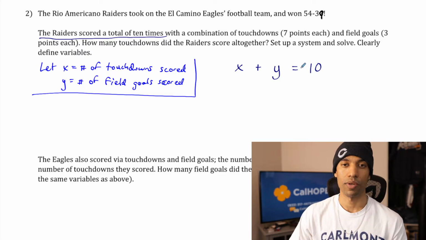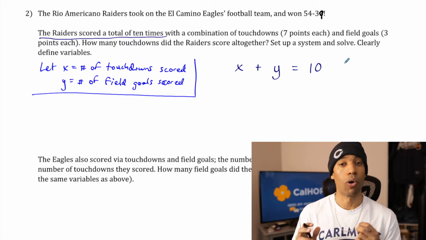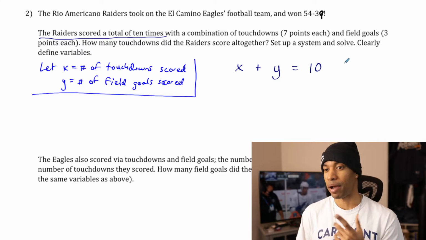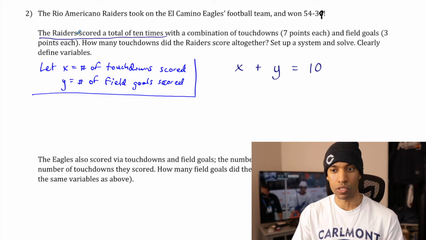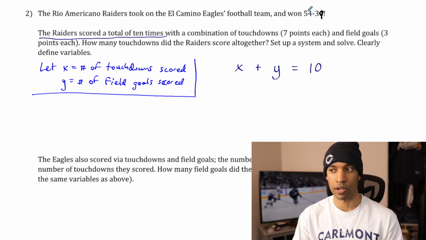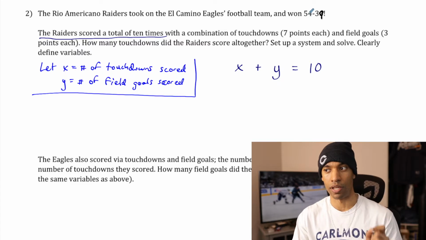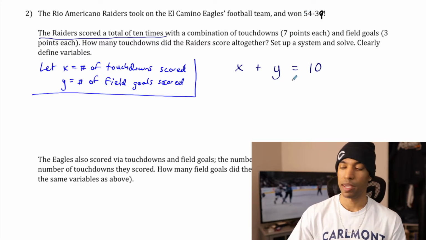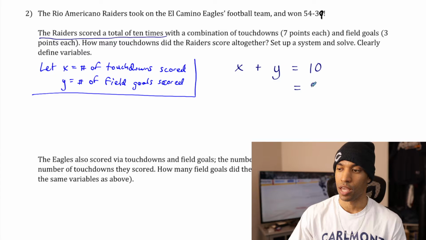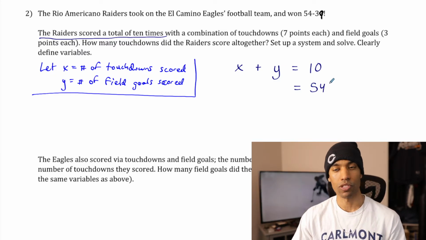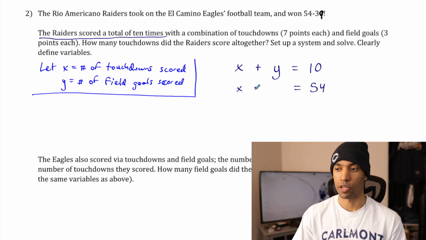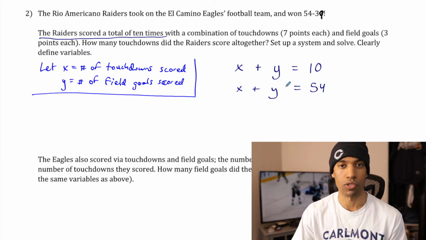We are going to make another equation, though, based on the score that we've made. And by the way, if the Raiders beat the Eagles, and this is a Raiders scenario, then the Raiders scored the more points. The Raiders scored 54. So we are going to make another equation that equals 54 total points scored. Now, do I just say X plus Y equals 54, touchdowns plus field goals equals 54?